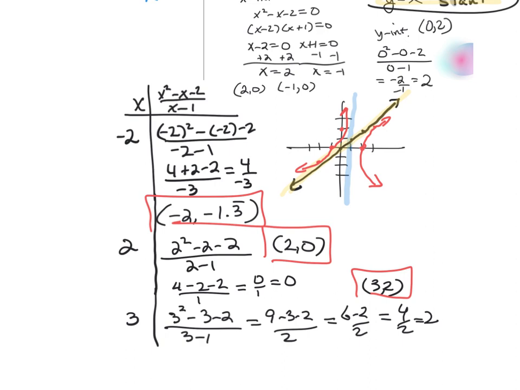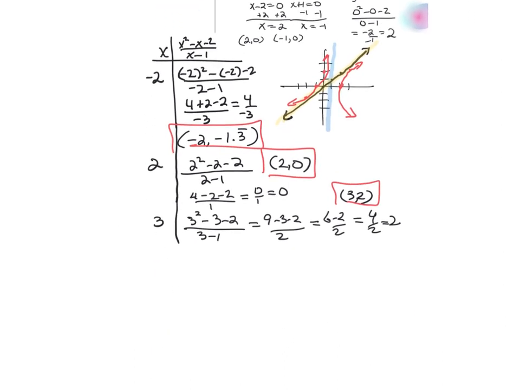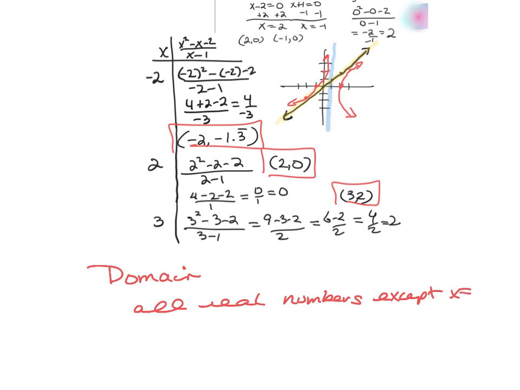So that's number 6. Domain, let's go ahead and do that. So the domain is all real numbers, except when x equals positive 1. And in interval notation, negative infinity to 1, union 1 to infinity. One last example.